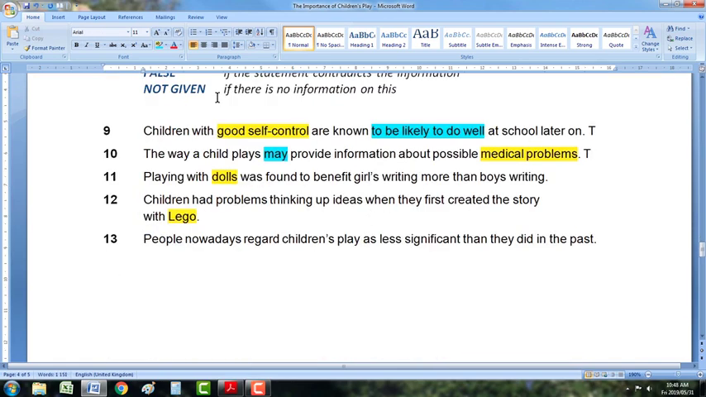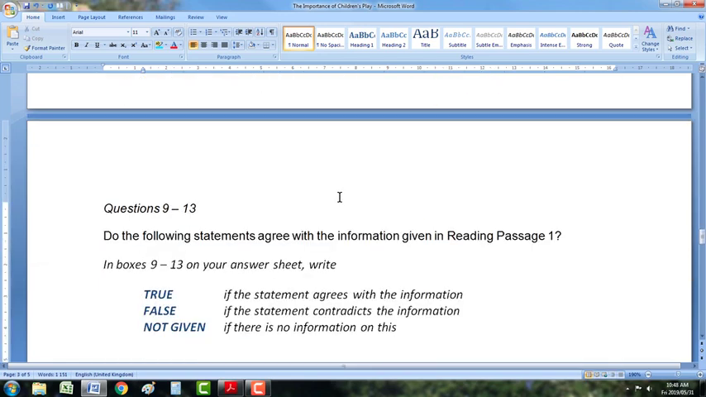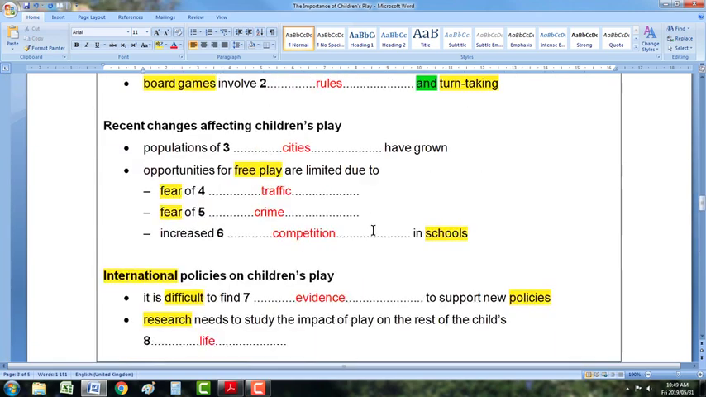I think because these ones were actually quite easy, I think they've made these ones extra difficult. These true, false, not givens. Maybe there'll be some easy ones. Playing with dolls was found to benefit girls writing more than boys writing. That's your target language. But we're also now we found a target sentence more or less. Also scan for girls and boys. Playing with dolls benefit girls writing more than boys writing.